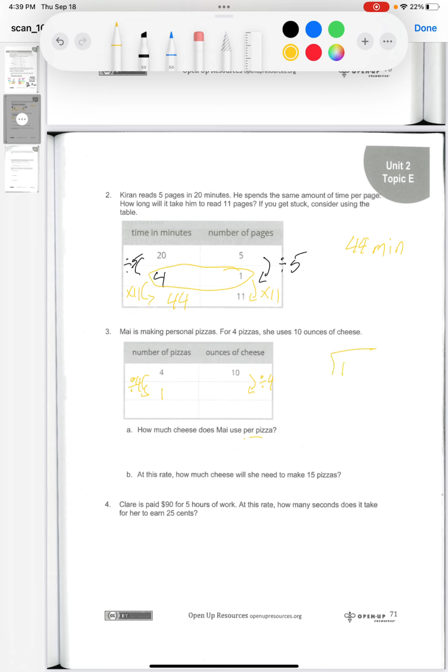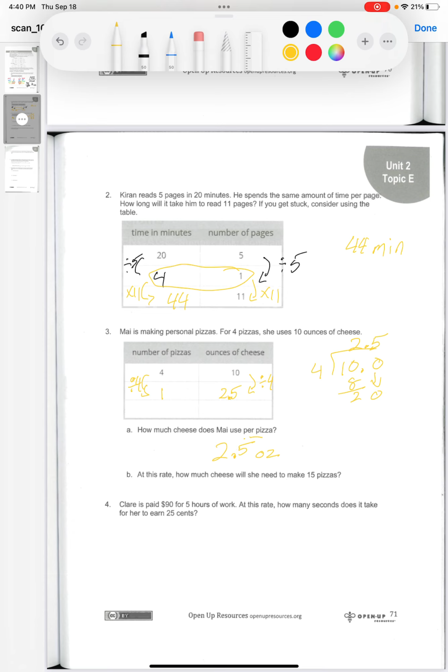Well, 10 divided by 4. 4 goes into 10 2 times, with 2 left over. So I put my decimal. Bring down that 0. 4 goes into 20 5 times. So that's 2.5. So how much cheese do they use for each pizza? 2.5 ounces.